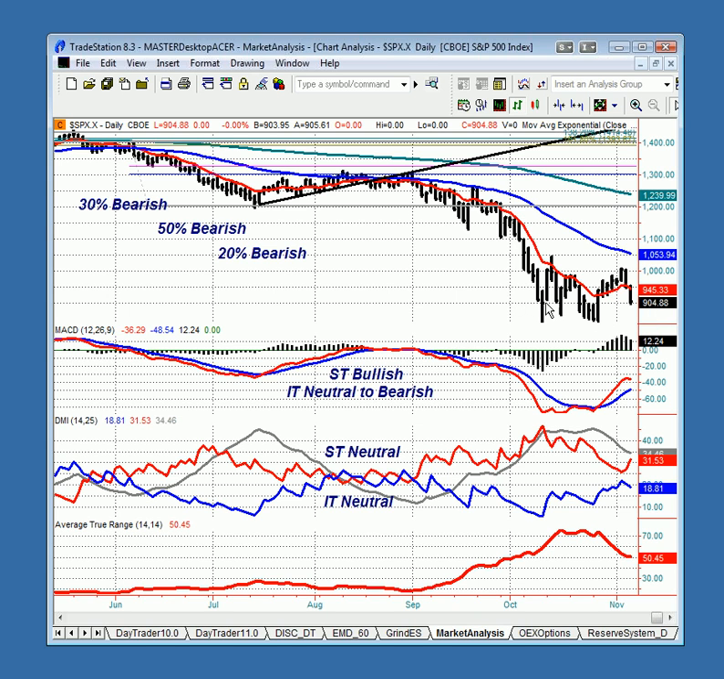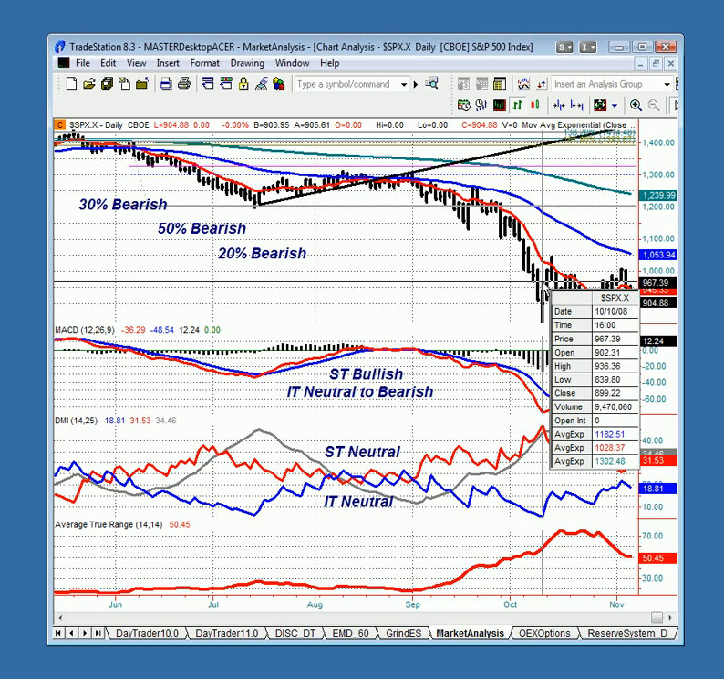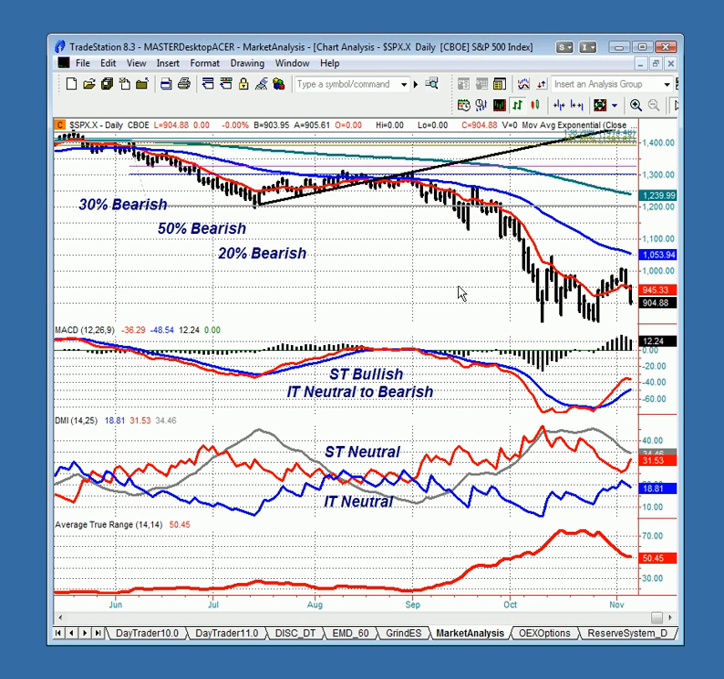Right now we're retesting the 900 level. We could get down to the lows of 840, 850. That would firmly retest the lows. I don't think we're going to get there. It could be interesting. Anything could happen. We are, from a price technical perspective, fully bearish.